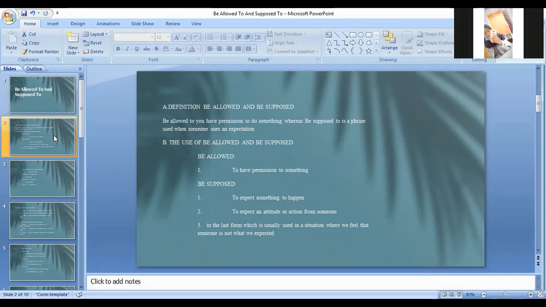Allowed to means you have permission to do something. Supposed to is used to express an expectation, except when someone asserts an expectation. Allowed to means to have permission to do something. Supposed to: one, to expect something to happen. Two, to expect an attitude or action from someone. Three, in the past form, which is usually used in a situation where we feel that someone is not what we expect.